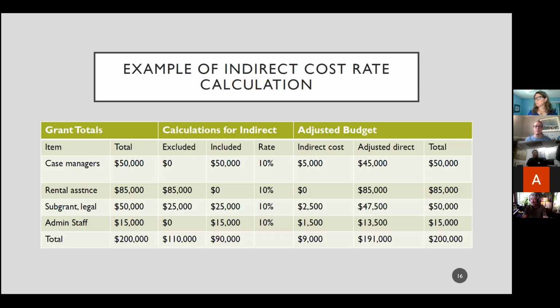So basically, on a $200,000 budget, we can reasonably claim $9,000 in indirect costs, and we've got $191,000 that remains available as direct costs for the project. I just wanted to show you in this calculation that we talked about this 10% de minimis, but as you can see, in reality, it translates to $9,000 out of a $200,000 budget, which is what, 4.5% as opposed to 10%. Next slide, please.